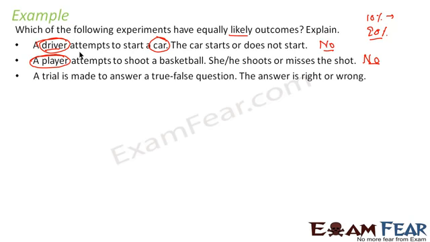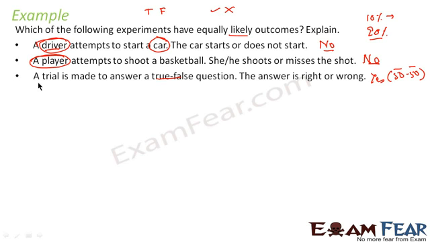Correct? A trial is made to answer a true or false question. The answer is right or wrong. Here, if you see, this is an equally likely event. Why? Because here the chances are 50-50. 50% it may be correct, 50% it may be wrong, because there are only two options. Let's suppose you ask a true or false question, it will either be true or false. Or if you attempt the question, your answer may be correct or incorrect. There are only two options.